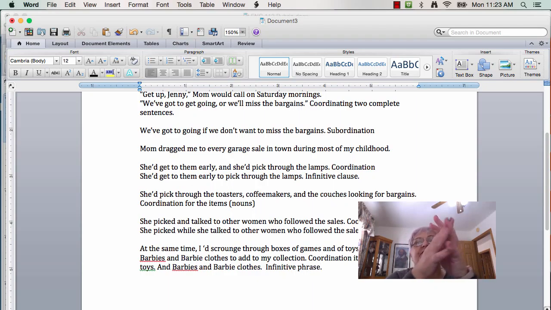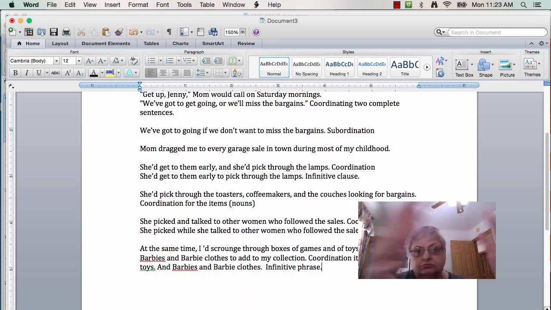Hopefully you're starting to see the way you can use all the different constructions we've been learning in this. We didn't just use subordination, we didn't just use coordination, we used a combination. Hopefully you're getting a little better at it.